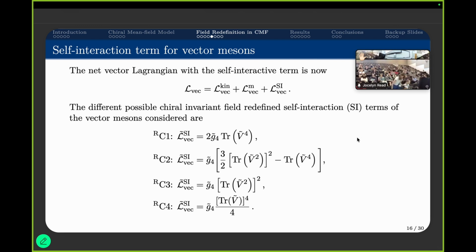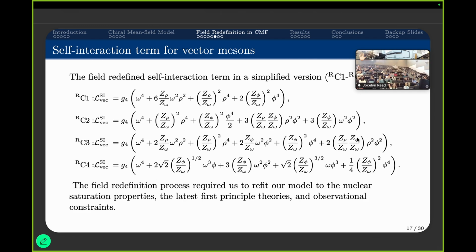So we started with different possible chiral invariant field redefined self interaction terms, and we started with this thing, and we have the more expanded version of it. So we have four types of field redefined couplings. Each coupling is different from the other one. For example, somewhere we have omega rho dependence, rho phi dependence, omega phi dependence, and we have linear dependence in omega and omega 3, which contributes to the equation of state at a different level.